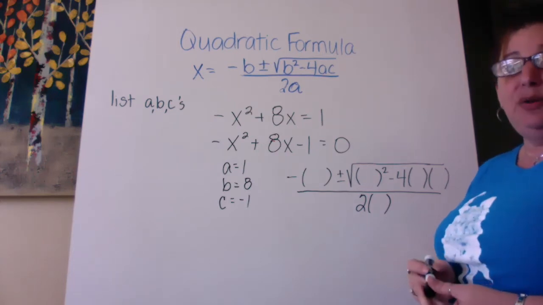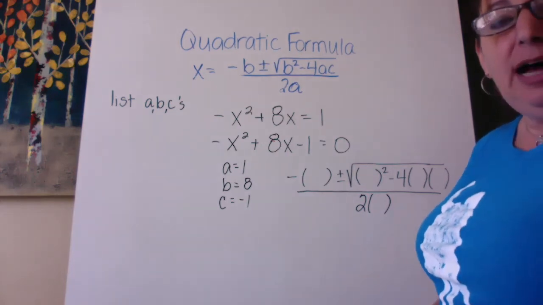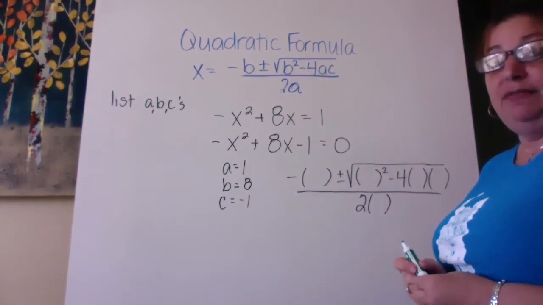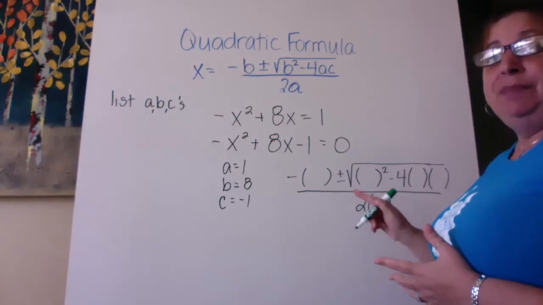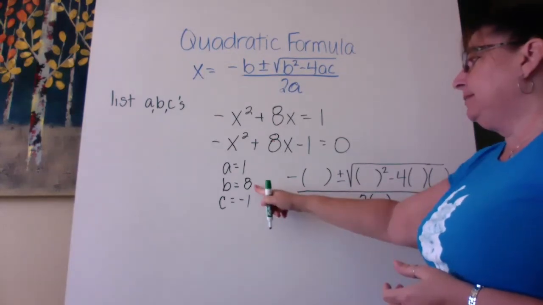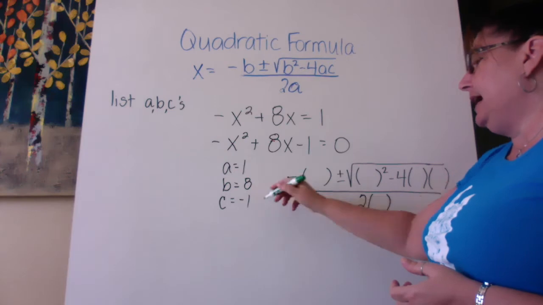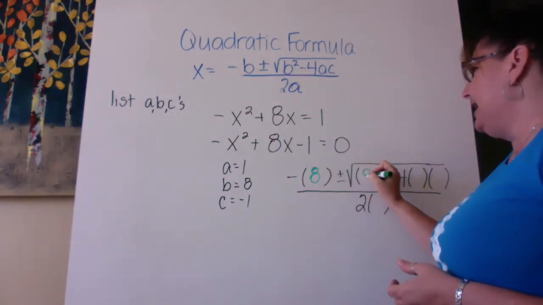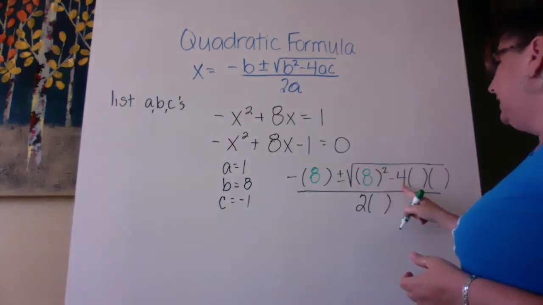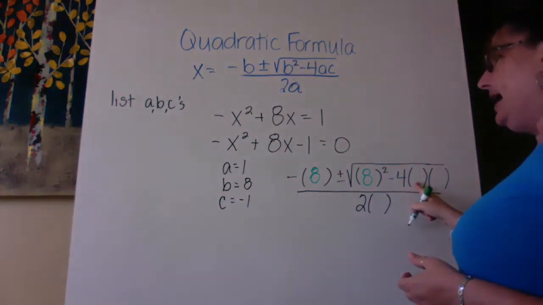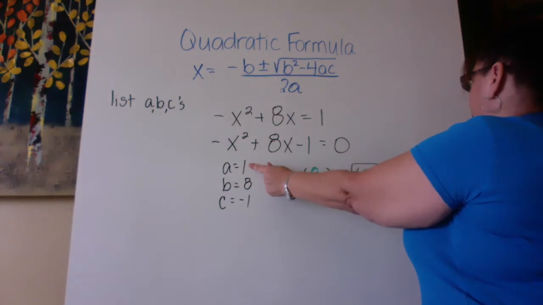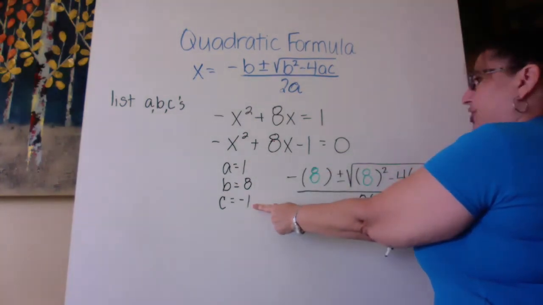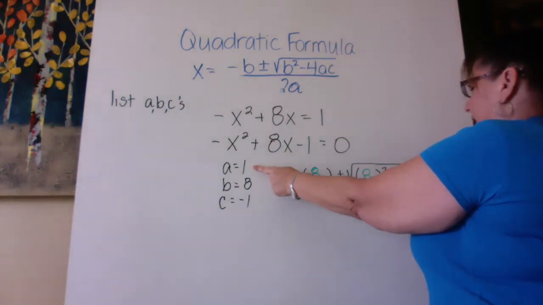Okay? Now that I have those blanks there, I can come back in and substitute in my values for my letters. The opposite of B is 8, so I'm putting an 8 in for my B here. I put an 8 in for my B here. Here I get minus 4A, which is 1, C, which is -1, all over 2A, which is 1.